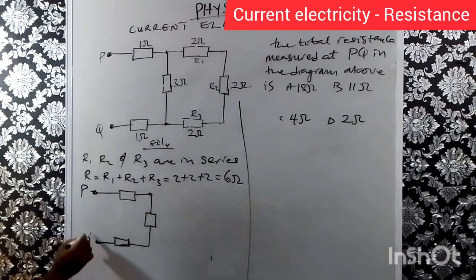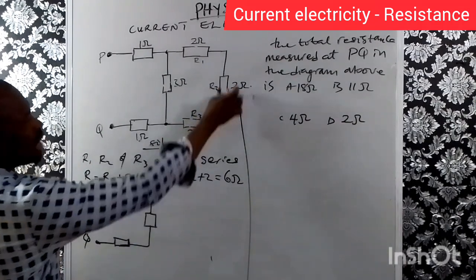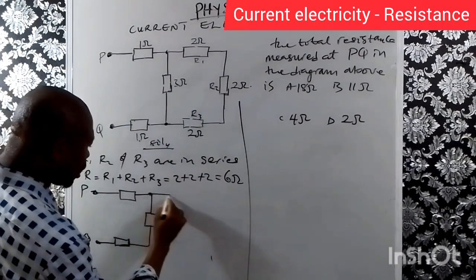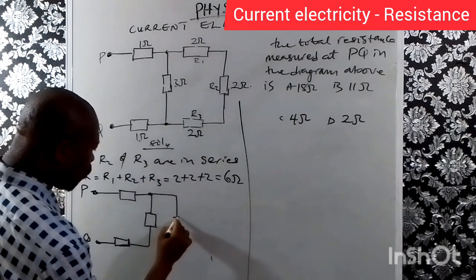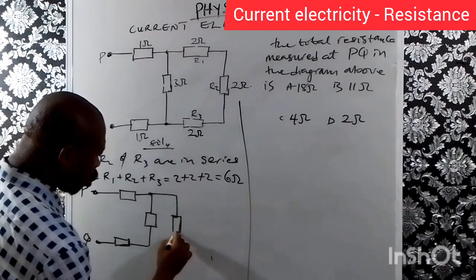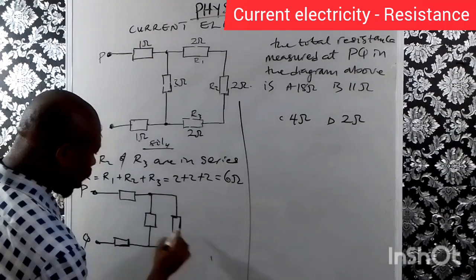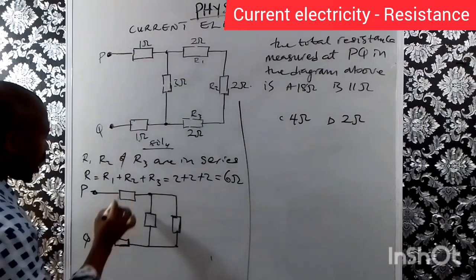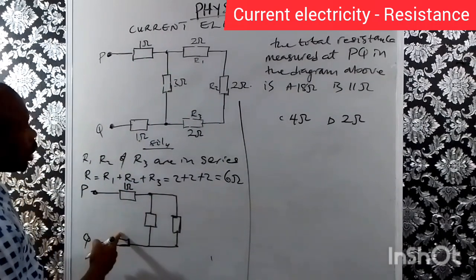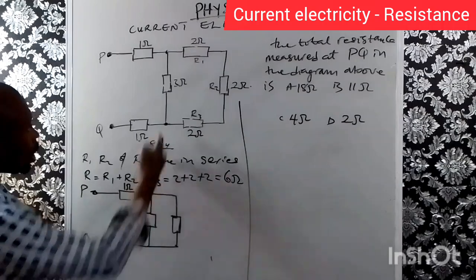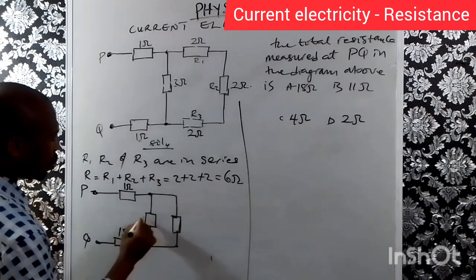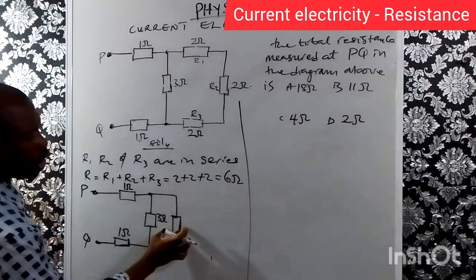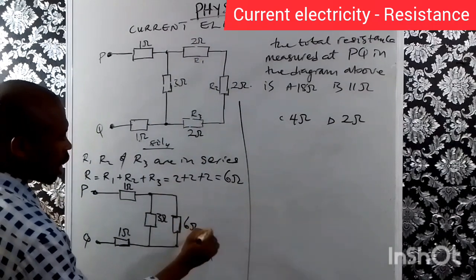Still P and Q. Now this one that we have resolved to give us a single value, we can bring it and then add it. So if we bring it, this is the picture of what we have. So here we still retain our 1 ohm. Here we retain it as 1 ohm. This one is still 3 ohms. Now the whole of this, which is down here, is now 6 ohms.